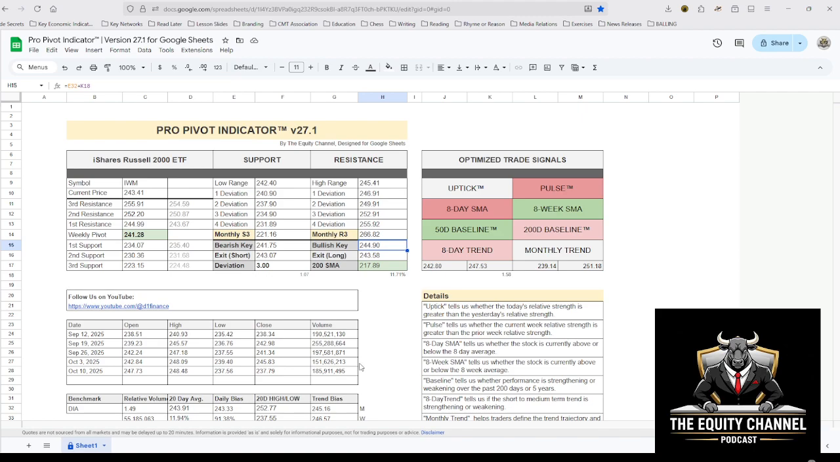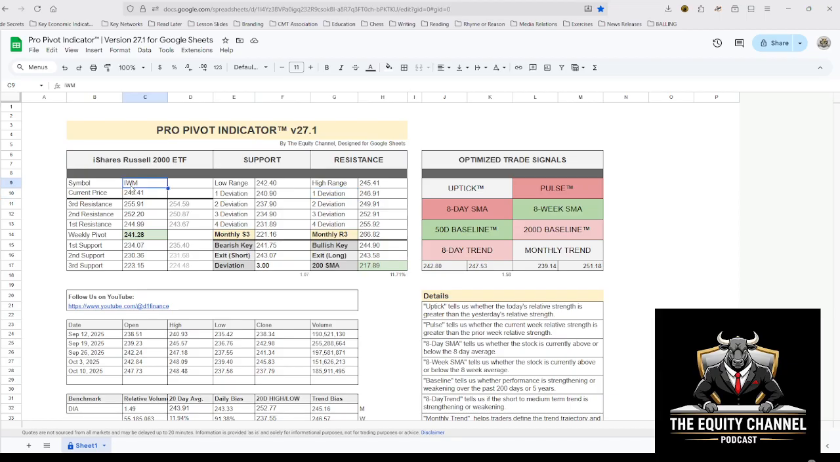Now, as I was saying, the first concept that you should grasp is the concept of consolidation when it comes down to the pro pivot indicator. All right. So I want you to focus on these right here: low range, high range. This is the first thing you want to set your eyes on when you come to the pro pivot indicator. Low range and high range. That's the first thing you want to look at. Let me show you what I'm talking about.